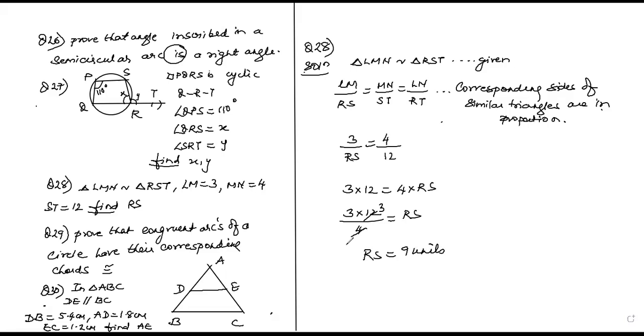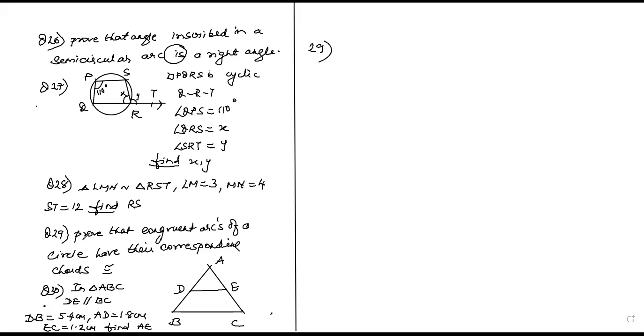Okay. Now, I come to question number 29. A very simple sum. 28 was, children. But 29. Question says, prove that congruent arcs of a circle have their corresponding chords congruent.